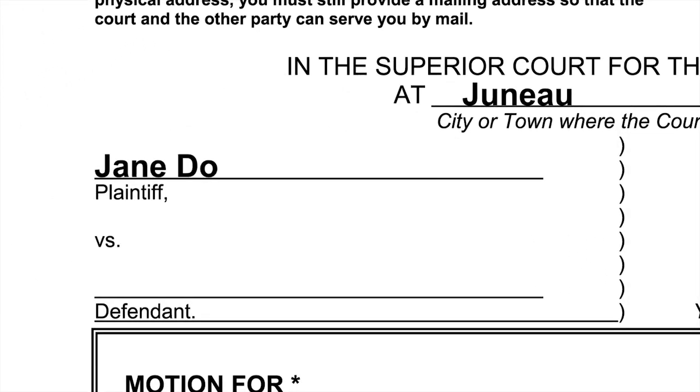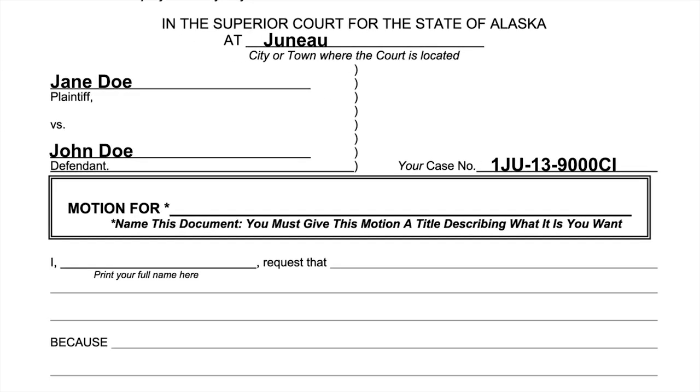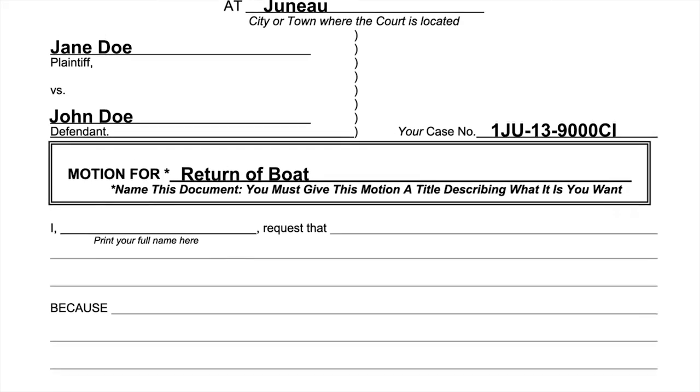Enter your name again on either the plaintiff or defendant lines. This is determined by your status in the case. The plaintiff is the person who filed the complaint and started the case. The defendant is the person who received the complaint and filed the answer. Your case number goes here. Here, where the form says Motion 4, you give your motion a title. In this example, we'll use the title Return of Boat.